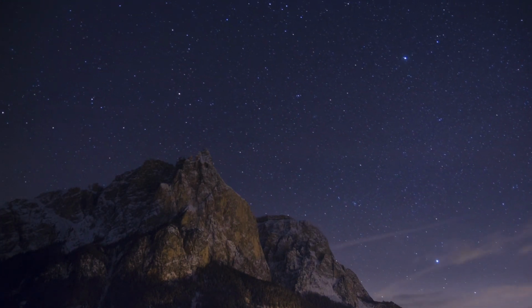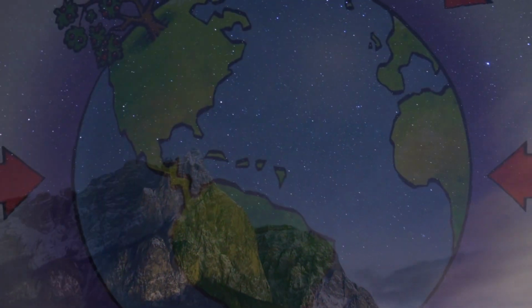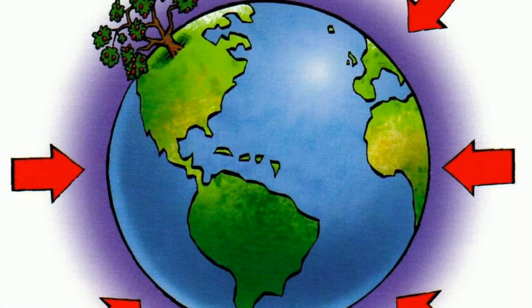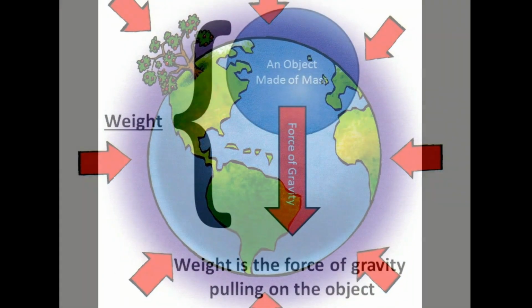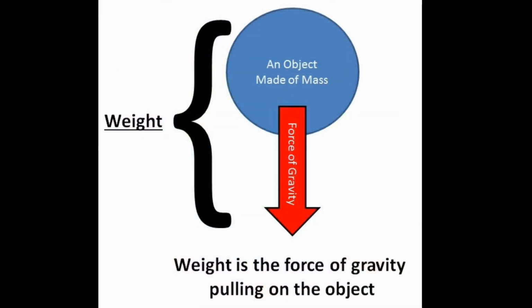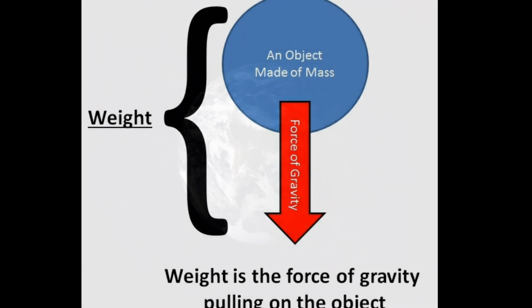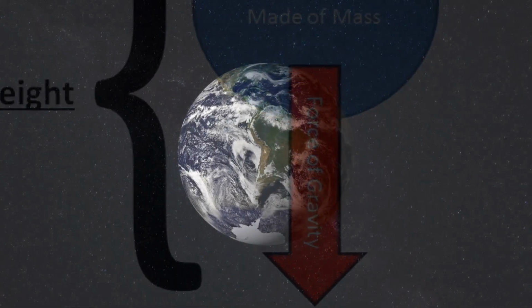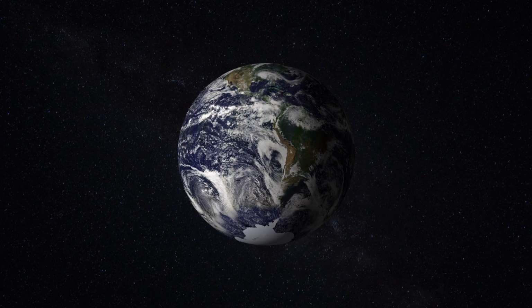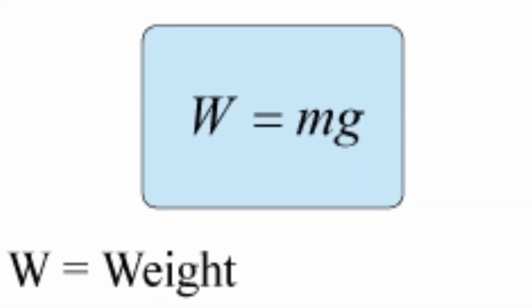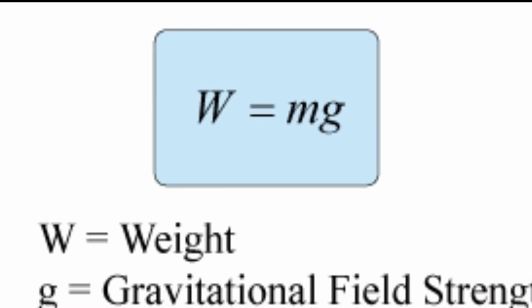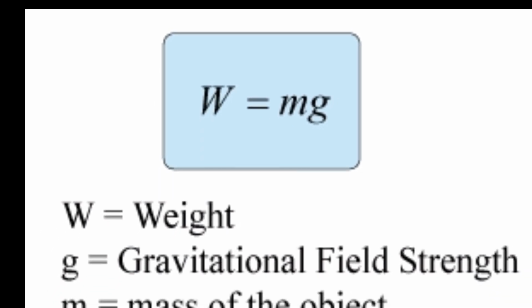Link is down below. Weight, on the other hand, is a measure of the amount of downwards force that gravity exerts on an object. This force increases with the object's mass. The more inertia it has, the harder gravity pulls. On Earth's surface, the force of gravity is about 9.8 newtons per kilogram. Formula: weight equals mass multiplied by gravitational acceleration. W equals mg. Simple, right?